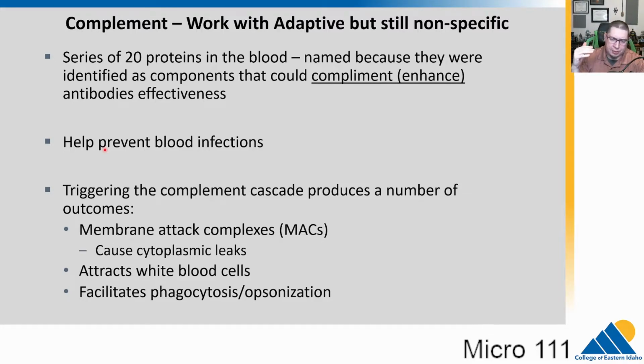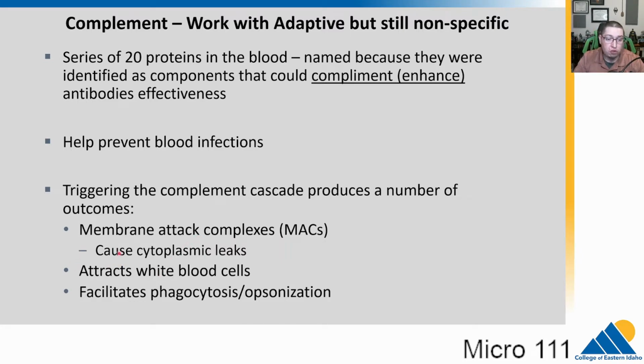Complement actually triggers a cascade of proteins. One protein activates another, which activates another, and so on down the line. It can lead to several outcomes. One is what we call membrane attack complexes, or MACs. These punch holes in bacterial membranes that cause the cytoplasm to leak out, killing the cell.